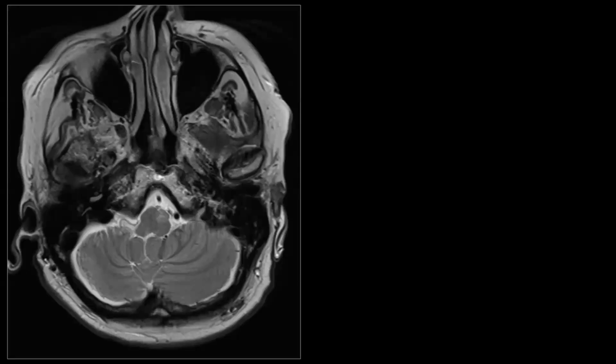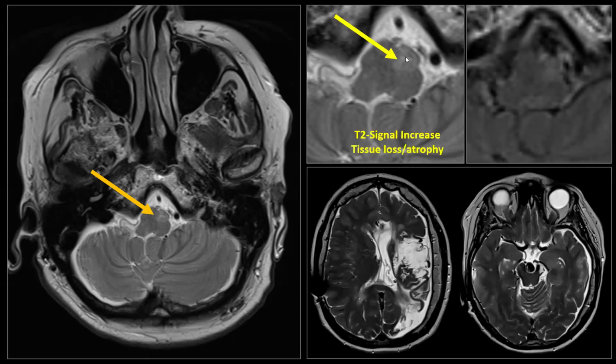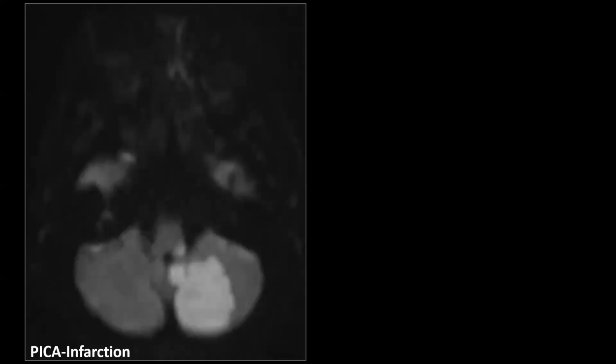And in this patient, you see also signal abnormalities in the left olive this time, but not with a clear expansion, but rather with some atrophy. And this patient also had an old infarction in the right MCA territory with hypo in the left MCA territory, with also atrophy of the left cerebral peduncle. So this is Wallerian degeneration or corticospinal tract atrophy.